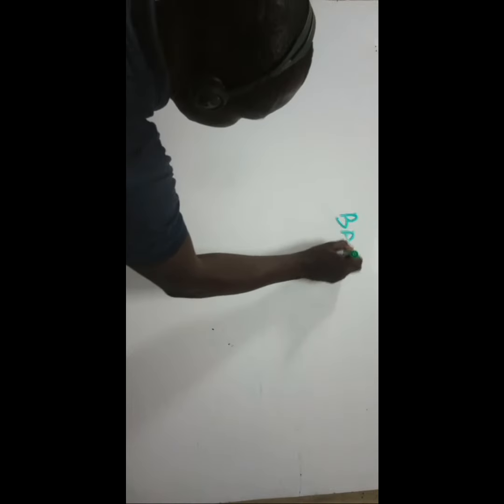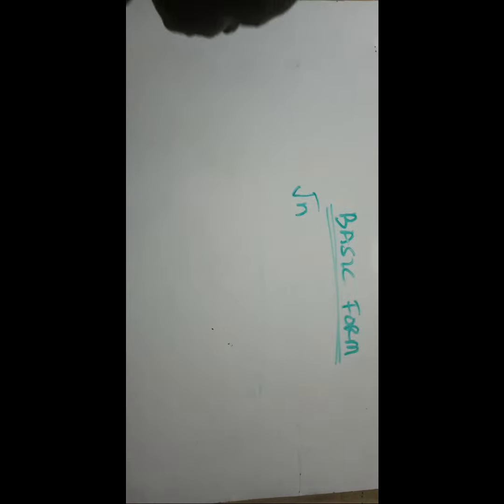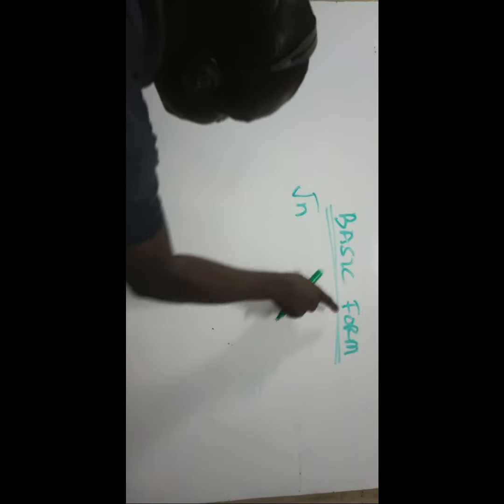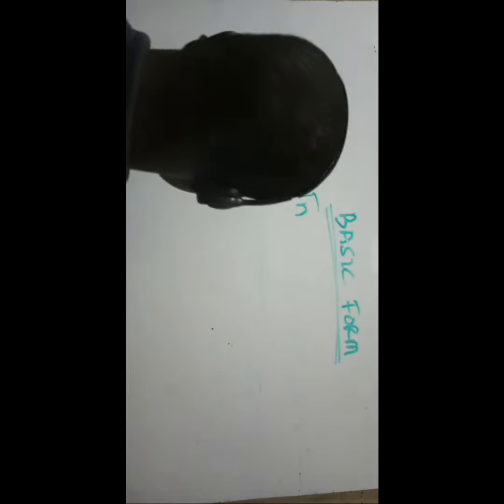So I will now introduce the basic form of surds. Square root of n in its basic form is in its basic form if n does not contain a factor which is a perfect square. That is, this square root of n is in its basic form if this n cannot be broken down to have one number times a perfect square.